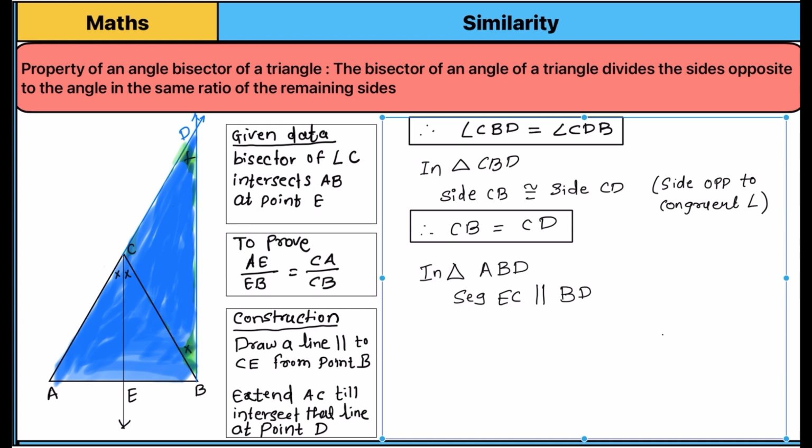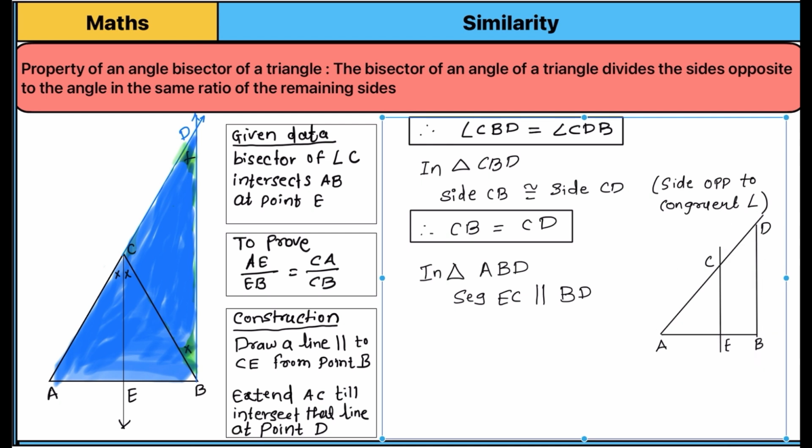Now I want you to focus on the big triangle ABD, which is highlighted in blue. We already know EC is parallel to BD. Let me draw the same triangle over here. Why have I done this? So that now you can apply the basic proportionality theorem for this triangle.